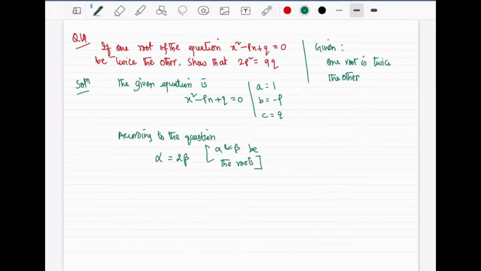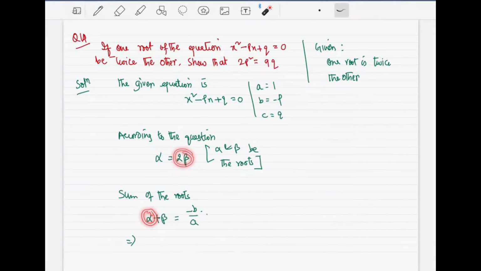Now let's come to addition and subtraction in order to arrive at this. What are the two roots? Alpha and beta, right? So first of all, you calculate the sum of the roots. You have to add alpha plus beta. What was the formula? Minus b by a. Here we can do a replacement. Instead of alpha, we can write 2 beta, right? Alpha is twice beta. So I can replace alpha with 2 beta. So here, 2 beta plus beta is equal to minus b by a.